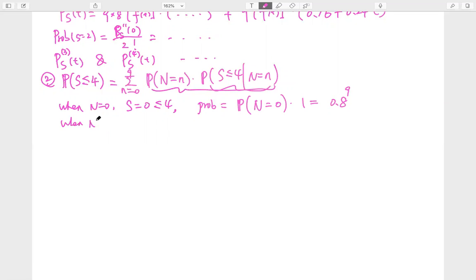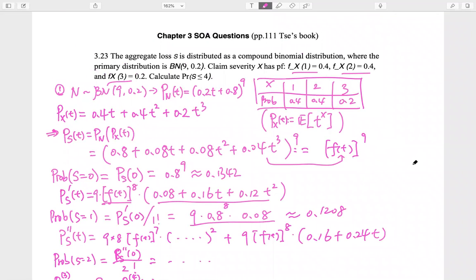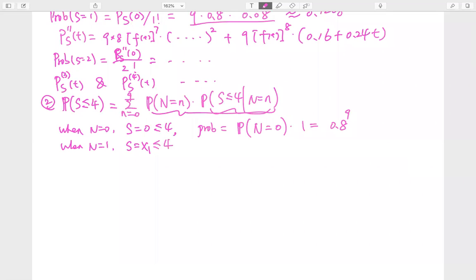Okay, next, when n is 1, your s equals x1. It can be 1, 2, or 3, right? Either way, it's less than 4. So again, in this case, the probability is nothing but N equals 1. The second part is still 1 because x1 can only be 1, 2, or 3, and any one of them is less than or equal to 4. So the second probability is 1 because it always holds. So we just need to figure out the probability of N being 1.